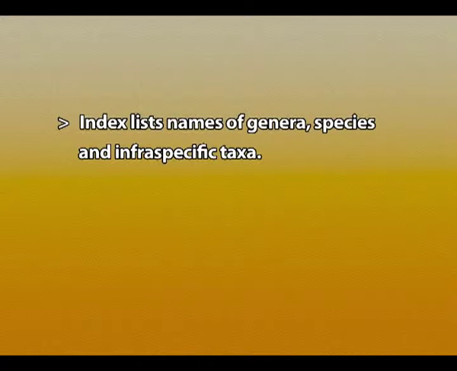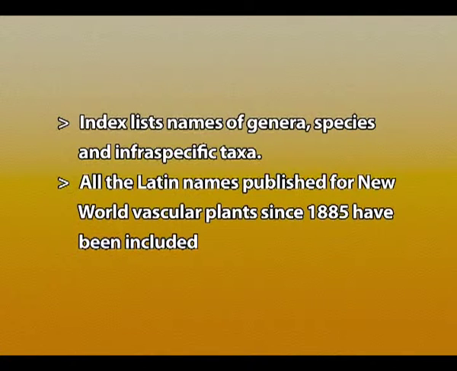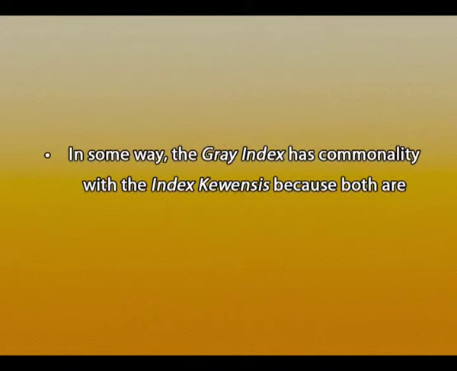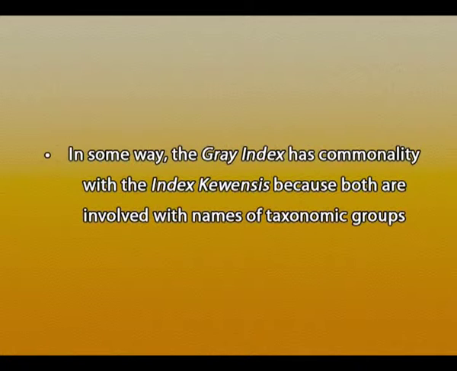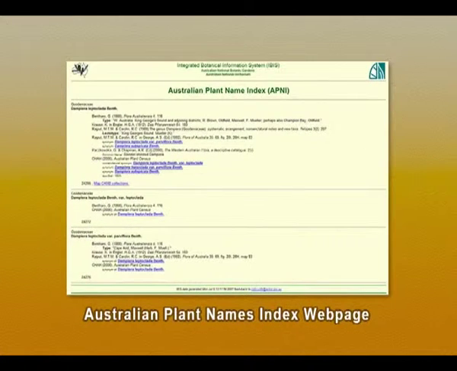As we know, the botanical names are in the Latin language. That's why all the Latin names published for New World vascular plants since the year 1885 have been included and are arranged alphabetically by genus. In some way, the Gray Index has commonality with the Index Kewensis because both are involved with the names of taxonomic groups. In addition to these two main indexes, there is one more index by the name of Australian Plant Names Index. This Australian Plant Names Index records names for all the Australian plants compiled since the year 1973.